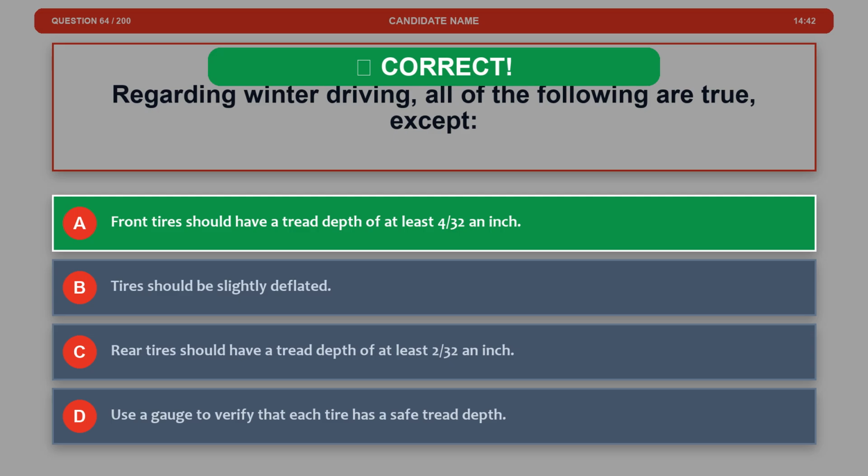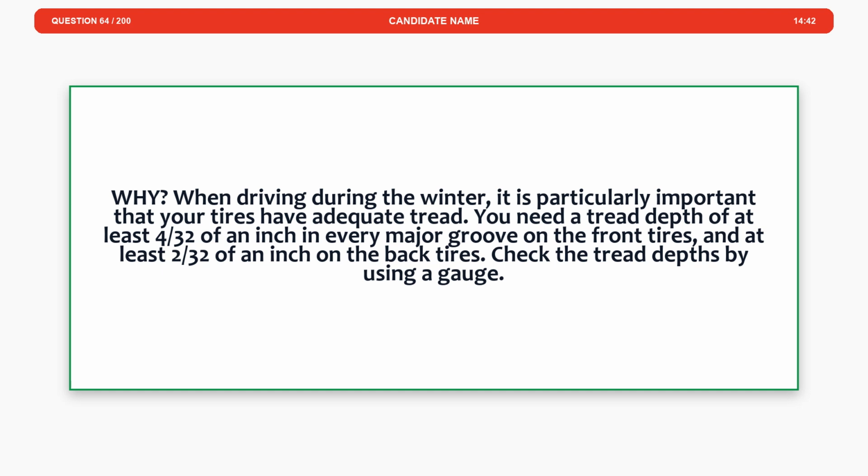The correct answer is option A. Front tires should have a tread depth of at least 4/32 an inch. Explanation. When driving during the winter, it is particularly important that your tires have adequate tread. You need a tread depth of at least 4/32 of an inch in every major groove on the front tires, and at least 2/32 of an inch on the back tires. Check the tread depths by using a gauge.